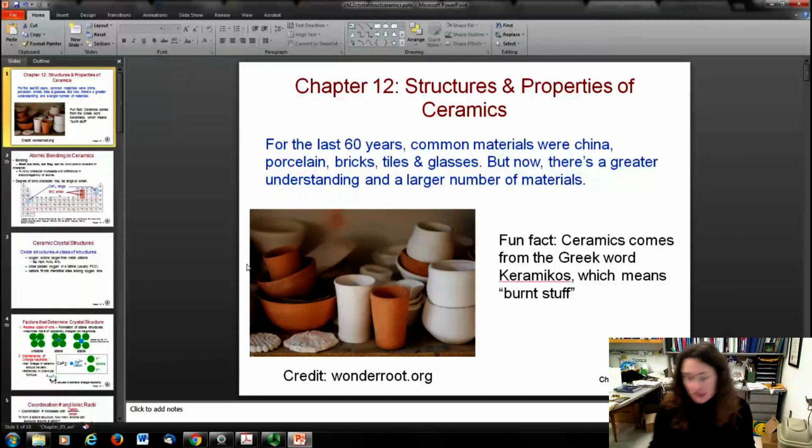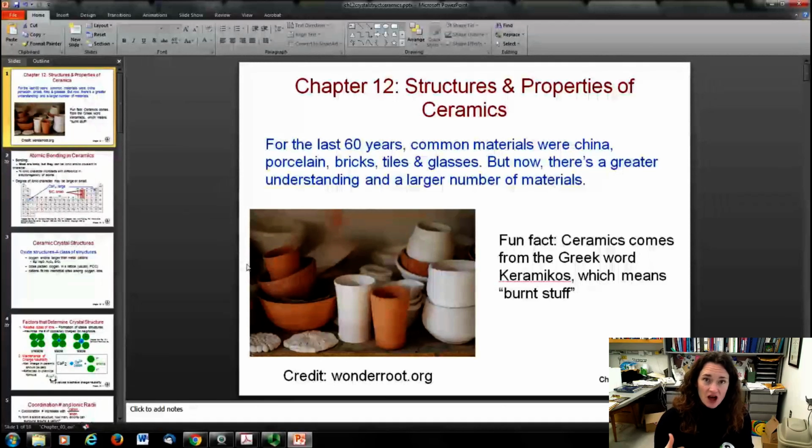Hi there. So we're going to get into chapter 12, which is covering the structures and properties of ceramics. Now, for the last 60 years, really common materials were china, porcelain, bricks, tile, glasses. But now there's a greater understanding and a larger number of materials that fall into this class, including some of the carbon materials that we'll talk about later, more advanced materials, nanomaterials.